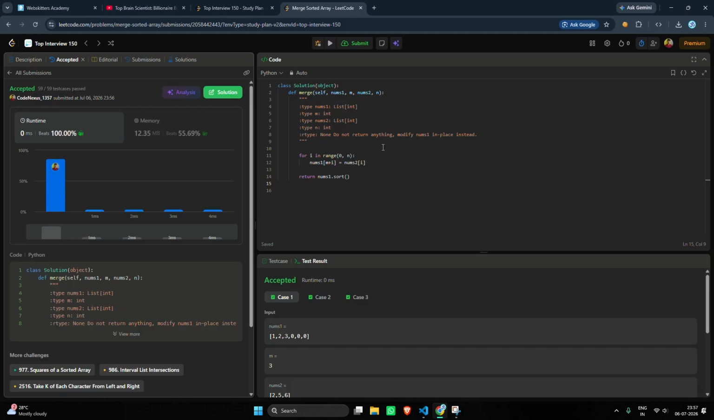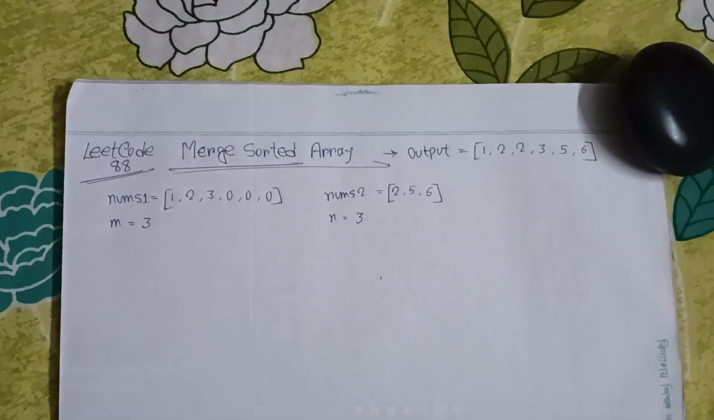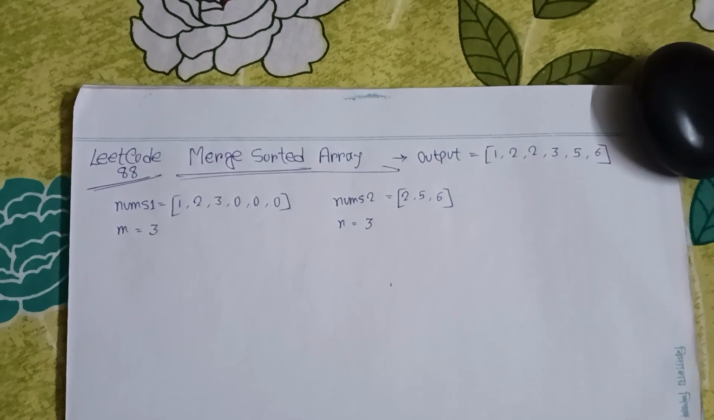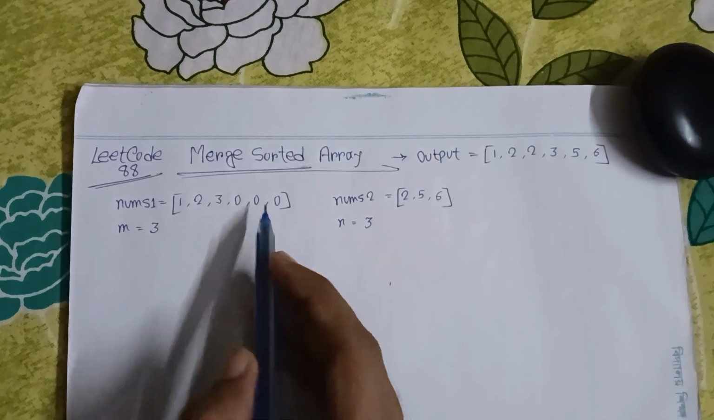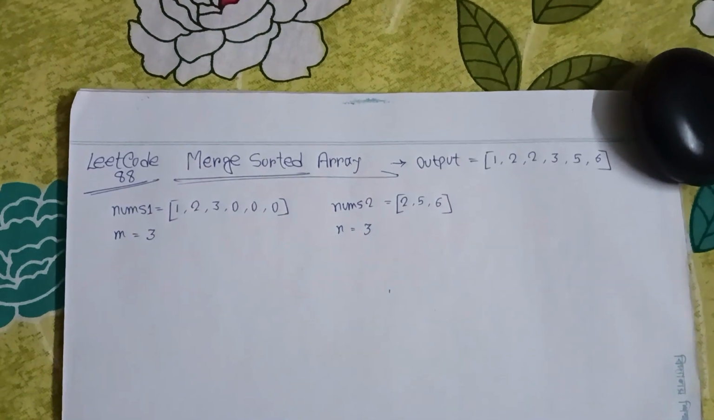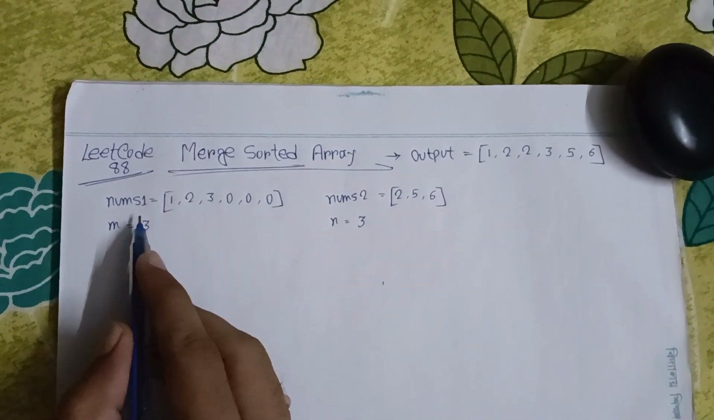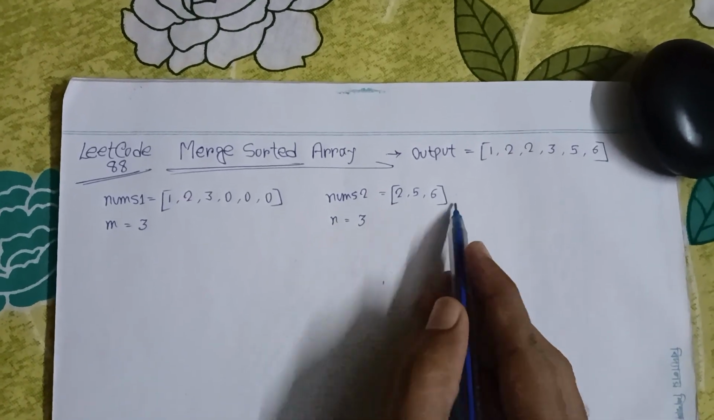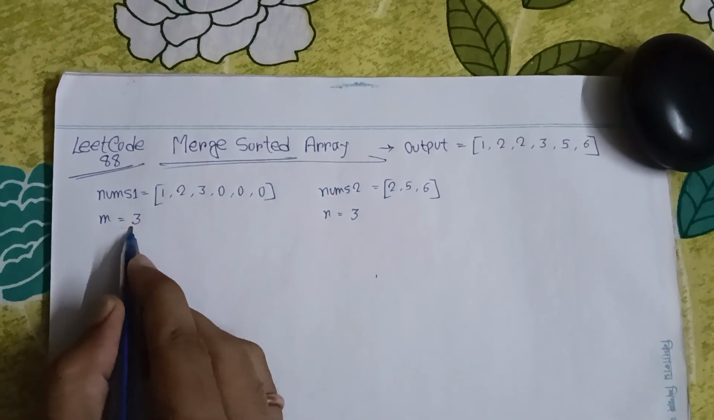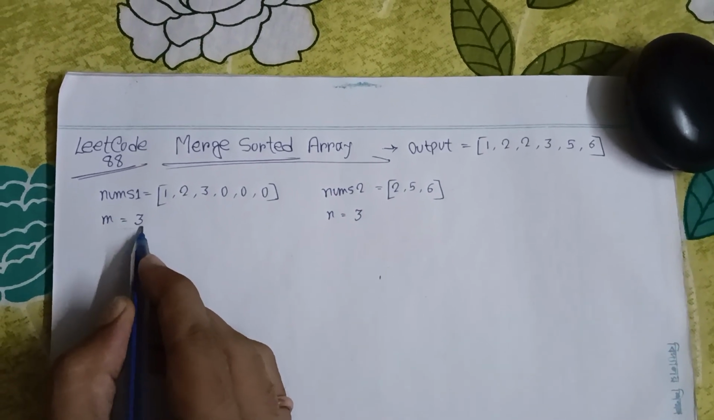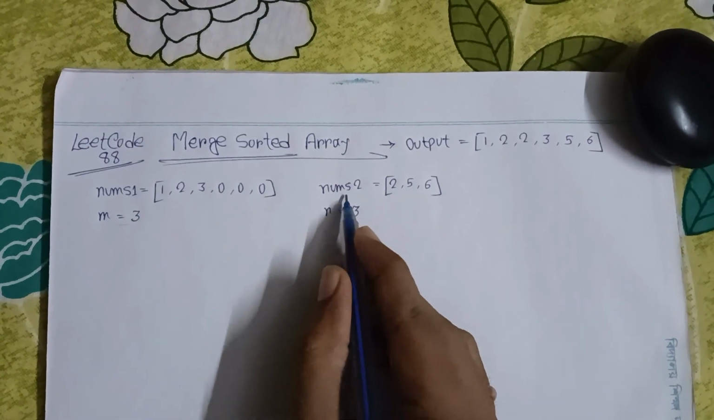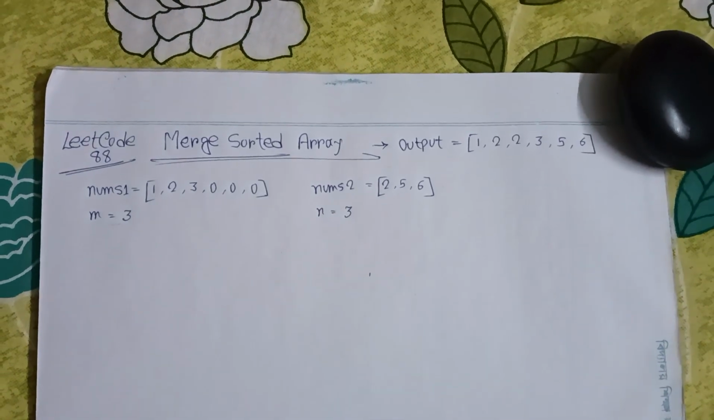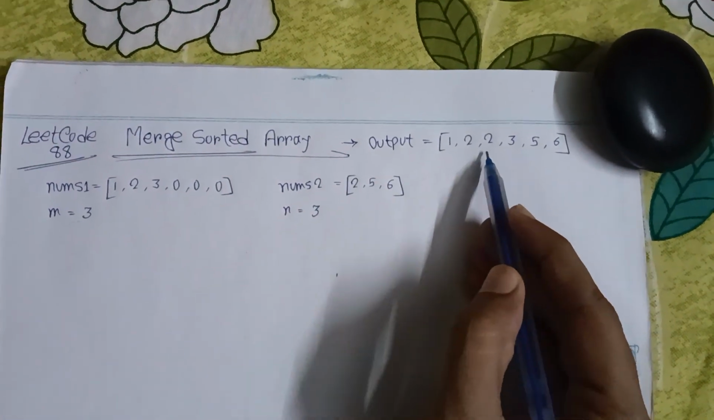Now showing the dry run part, how this code works. So today we solve LeetCode 88 problem, Merge Sorted Array. So we have two lists, nums1 with these elements and nums2 with these elements, and m is the number of elements in nums1 and n is equal to the number of elements in nums2. Okay, and this is the output.